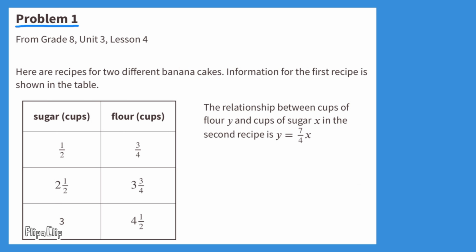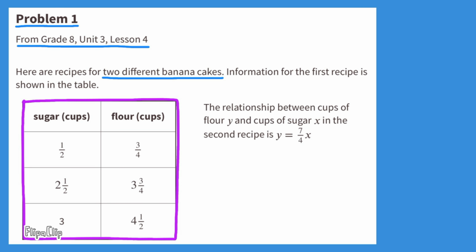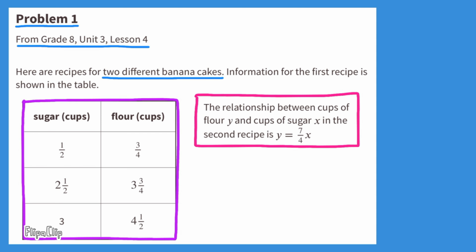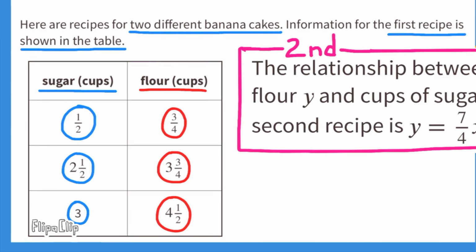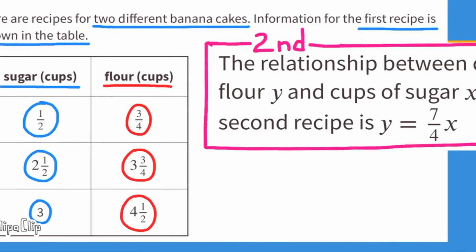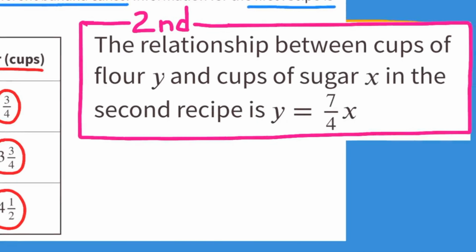Problem number 1, from 8th grade, Unit 3, Lesson 4. Here are recipes for 2 different banana cakes. Information for the first recipe is shown in the table. The relationship between cups of flour, Y, and cups of sugar, X, in the second recipe is Y equals 7/4 times X. This table represents the first recipe, and this equation represents the second recipe.